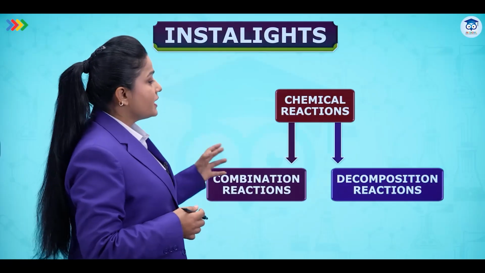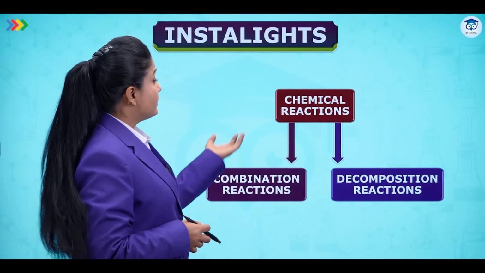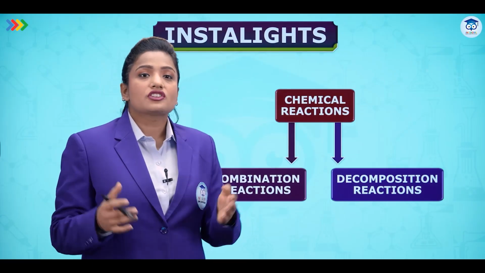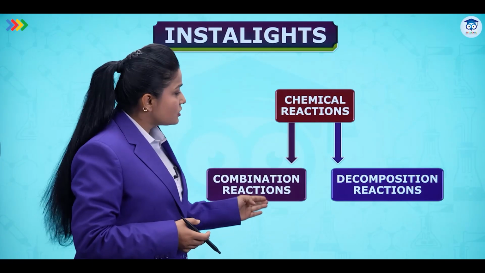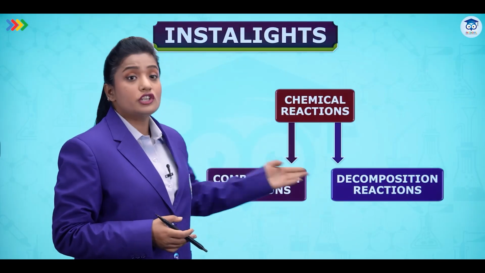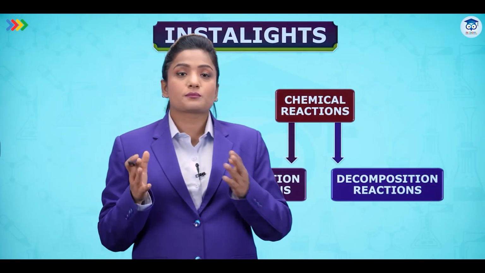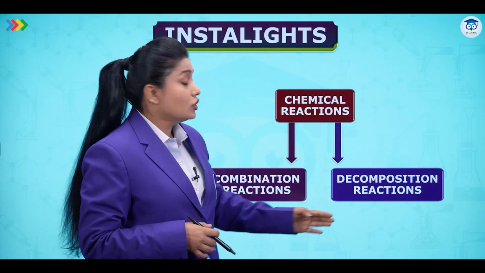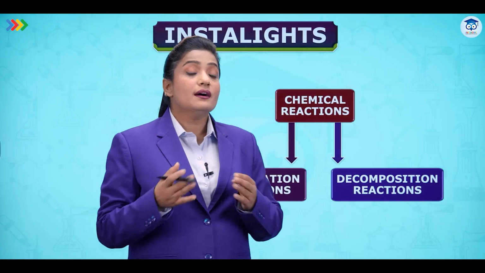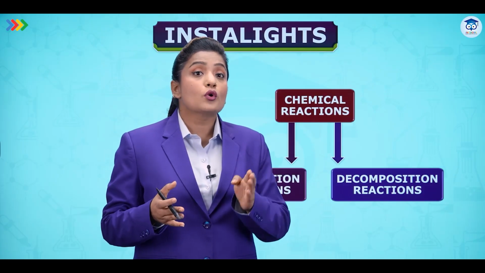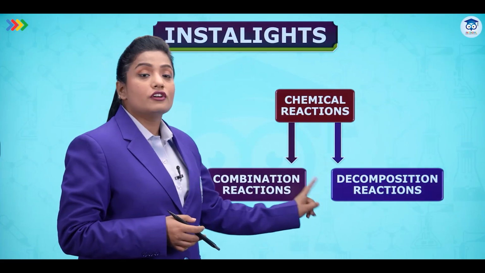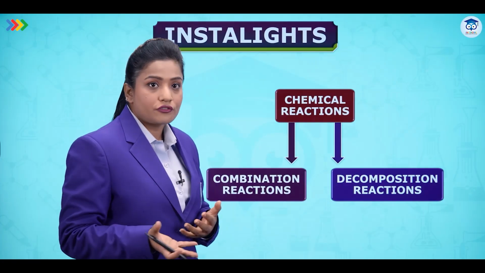Now let's try to summarize what we have done in today's class. We have seen that chemical reactions can be of 2 different categories. It could be a combination reaction, it could be a decomposition reaction. In combination reaction, 2 or more substances combine to form a new substance, while in decomposition reaction, a chemical compound will decompose to give its two or more simpler forms. So combination and decomposition are reverse of each other. They are just opposite of each other.